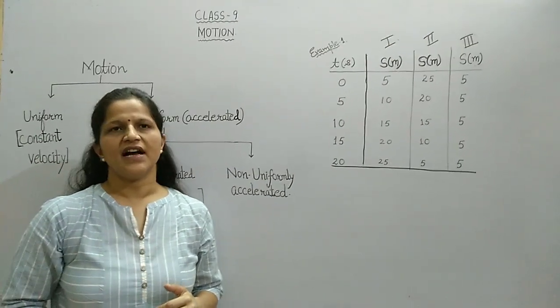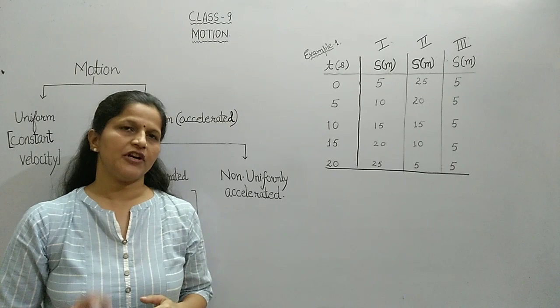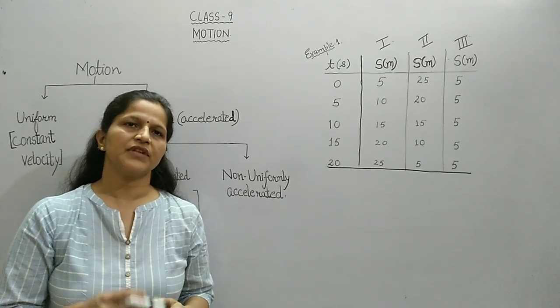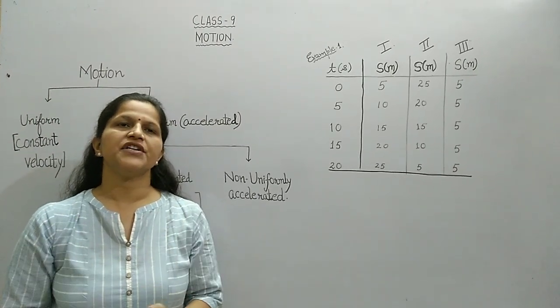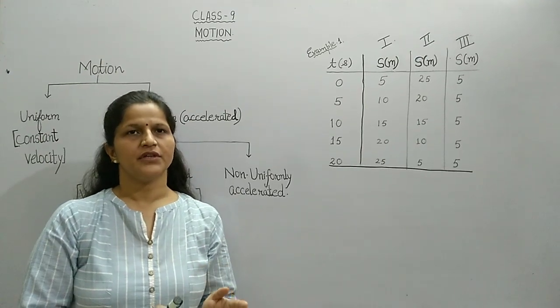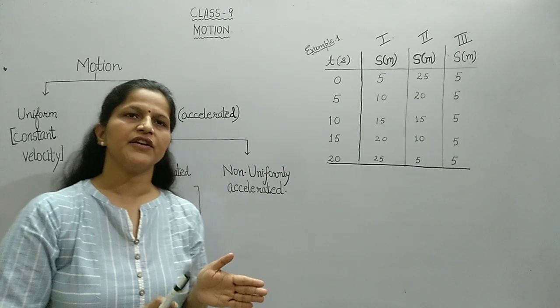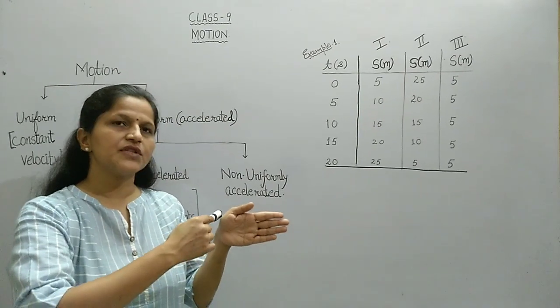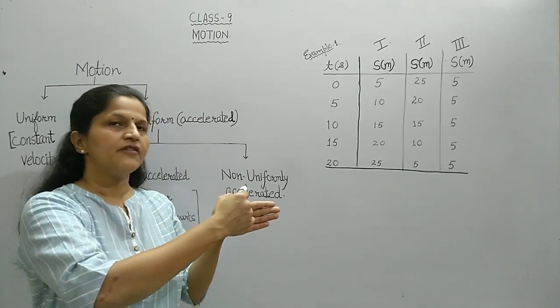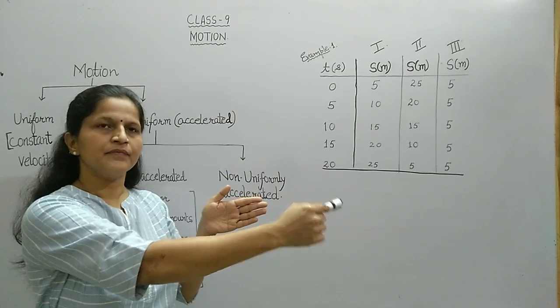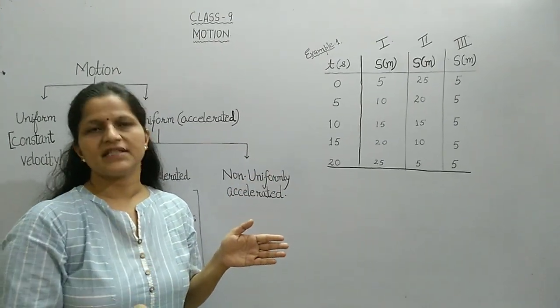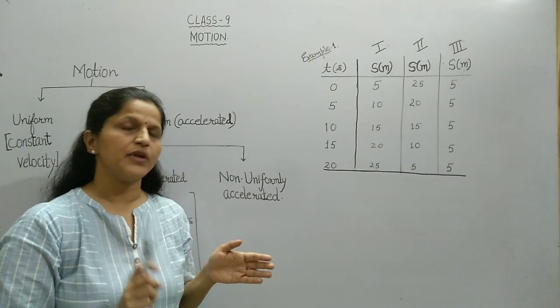In the previous class, we learnt about speed and velocity, how they are different, and in what conditions they have the same magnitude. I am repeating once again that speed and velocity will have the same magnitude if an object is moving in a straight line without changing its direction, because in such a case distance and displacement are also equal.